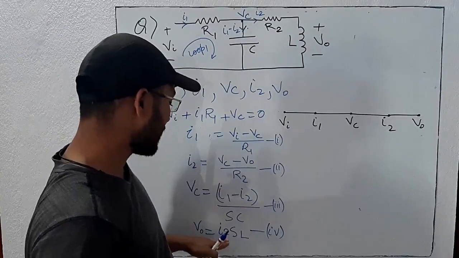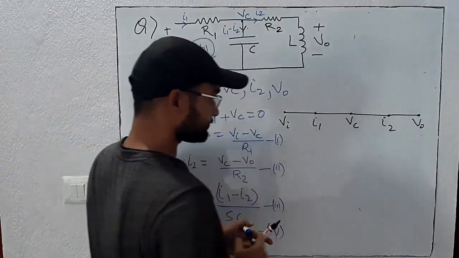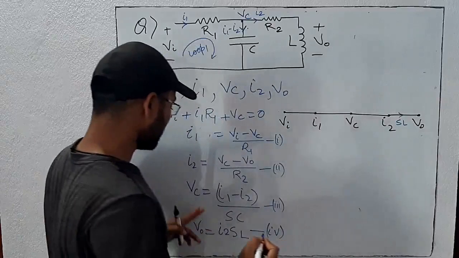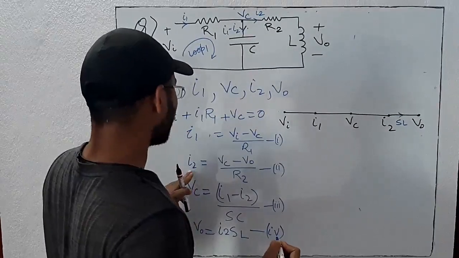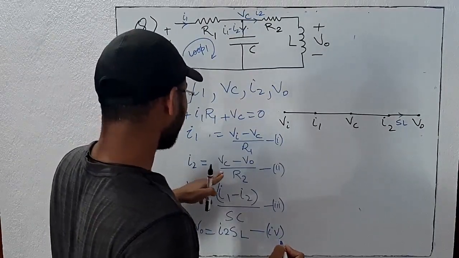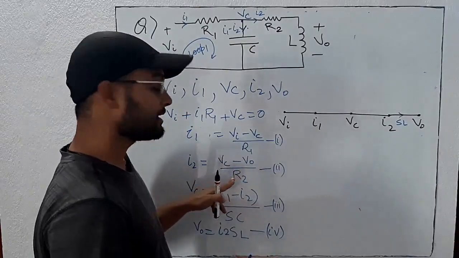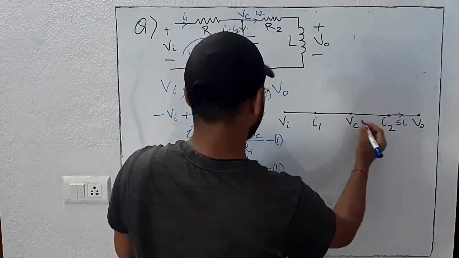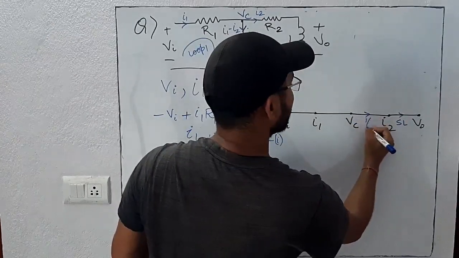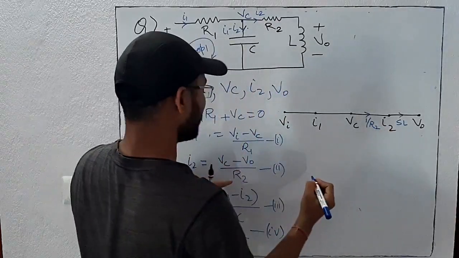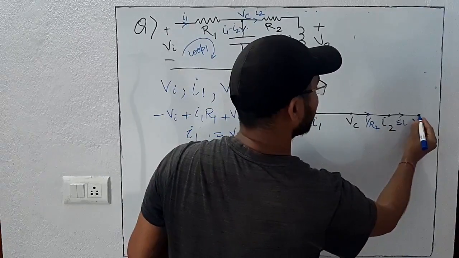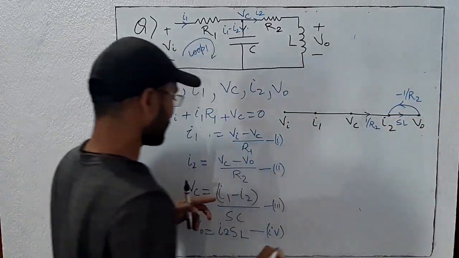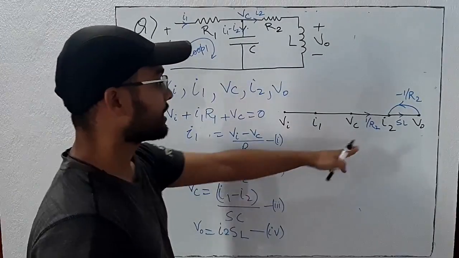V naught is equal to I2 SL. So here I2 into SL, we will write now. We will take I2. I2 is equal to VC by R2 minus V naught by R2. So from VC it will go 1 by R2 here, and from V naught minus 1 by R2. Okay, so our equation for I2 is also done.